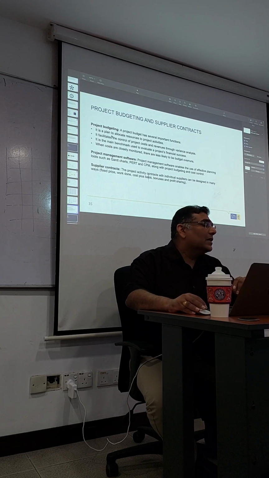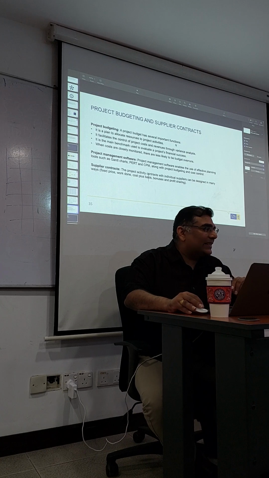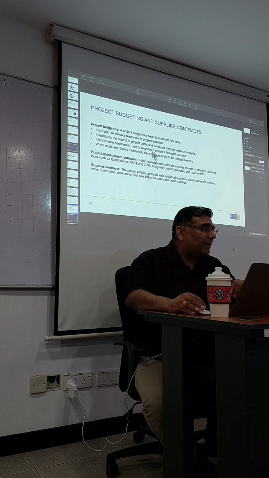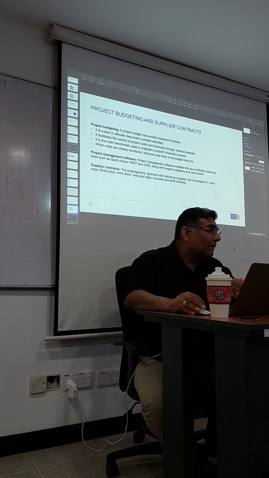So remember the last one, project budgeting. A project budget has several important functions: plan to allocate resources, facilitate control of project cost and revenue by variance analysis. Again, you have variance analysis. It's the main benchmark used to evaluate the project's financial success. If you're within the budget, it's financially successful. When costs are closely monitored, they are less likely to overrun the budget. You also have project management software that enables planning tools such as Gantt chart, PERT, critical path measures, along with budget and cost control. This will be simplified.